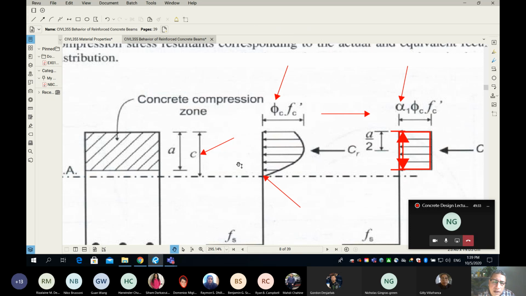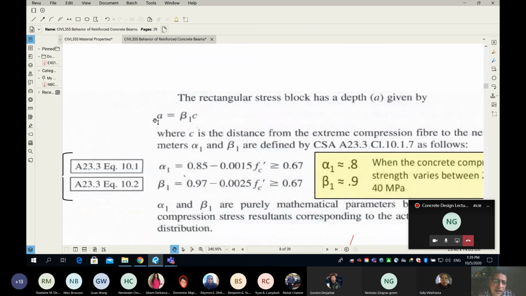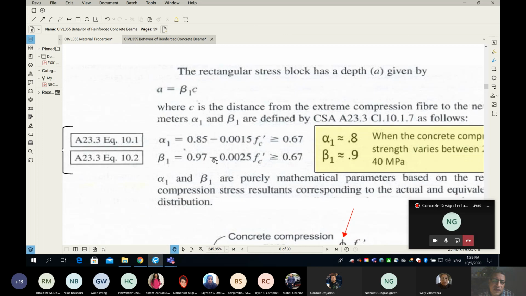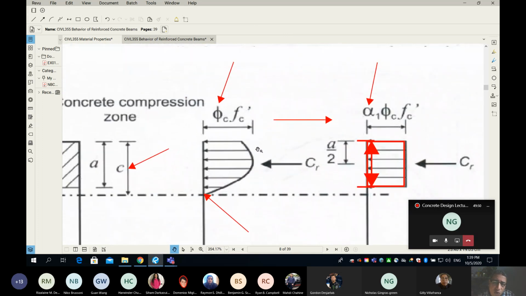So here is beta 1. Beta 1 is simply, the equation is here. So A is equal to beta 1 C. A is equal to beta 1 C. Now, let's look at the stress. So guys, we said before that I will never ever say f'c by itself. You can see the maximum stress will never, in my assumption, be f'c. However, I'm going to always use a reduced version of f'c, which is phi c multiplied by f'c.